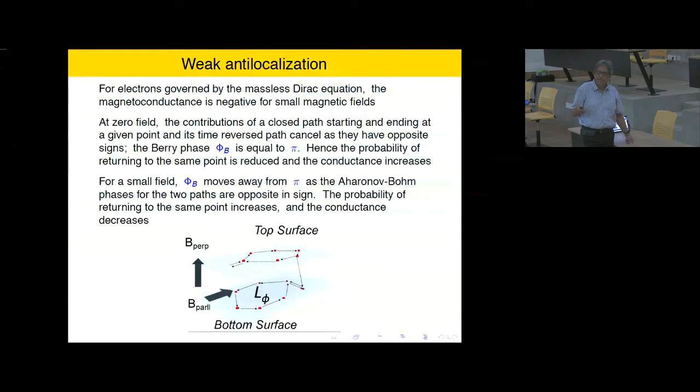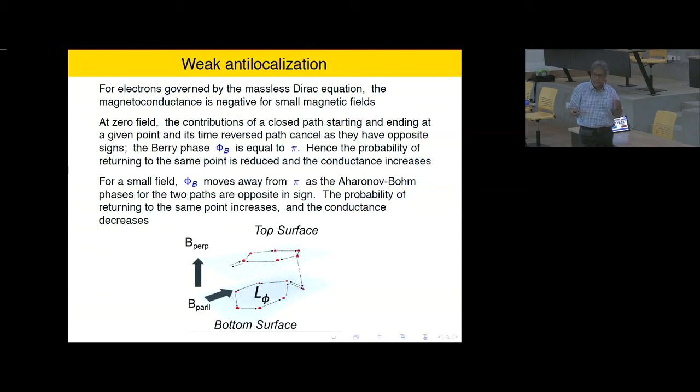So why does this happen? At zero field, look at the possible paths that an electron can take, starting from some point, going somewhere and coming back. Think of a path like this, it starts here, goes around and comes back. Now, for every such path, there is a time reverse path which goes in the opposite direction. When electrons obey the Dirac equation, it turns out that the relative sign of these two paths is exactly -1 if there's no magnetic field present. The alternative way of stating this is that you can calculate a Berry phase, which is the phase picked up by the wave function of the electron when it goes completely around, and that's equal to pi. And so these two paths exactly cancel.